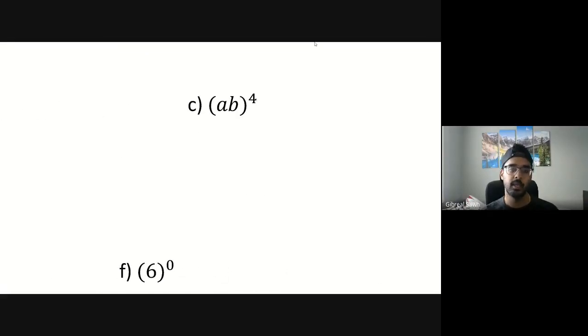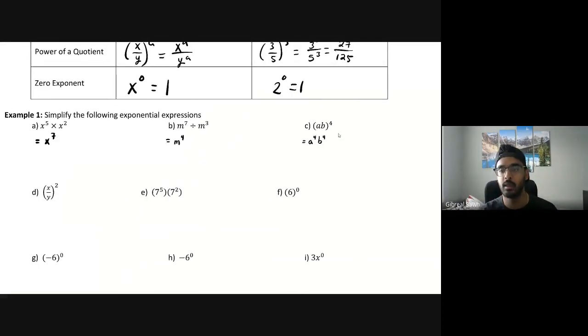For c, I've got a product inside my set of brackets. It's raised to a power. So this is our power of a product rule. And we're going to say we've got a to the power 4, b to the power 4. And this one's simplified. Nothing else I can do here. I don't know what a and b are, so we can't solve for anything. Don't have an equation. So really, we are just simplifying.